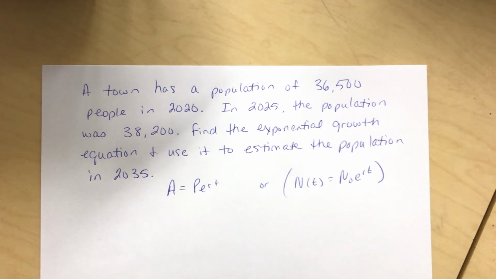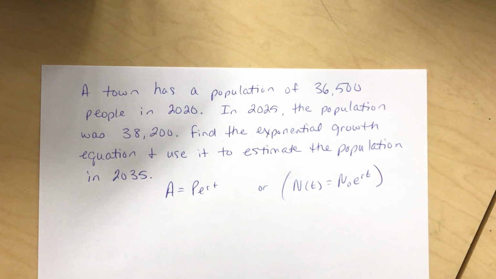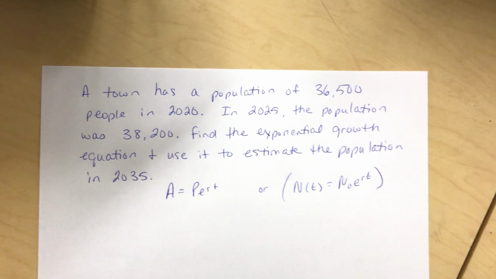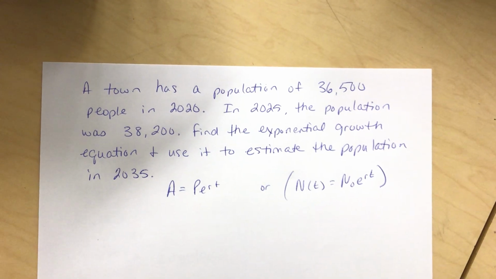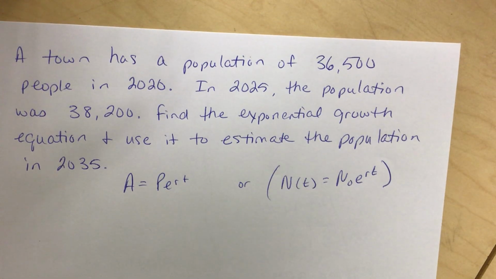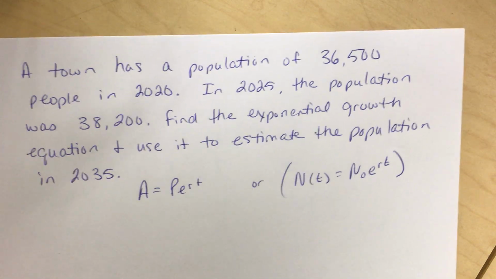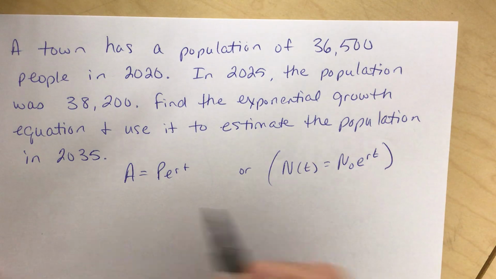Okay, in this video, I'm going to show you how to write an equation following that exponential growth model and use it to estimate the population in a different year. So for this equation, we're going to use this PERT equation, but sometimes in the book or on the test, it'll be written like this, but it's the same thing.